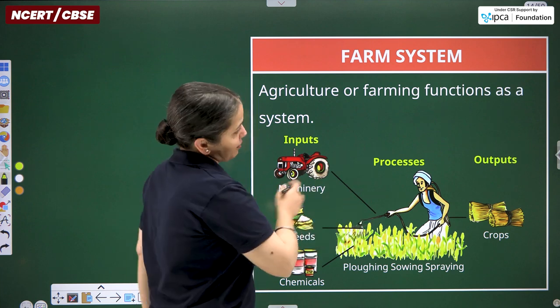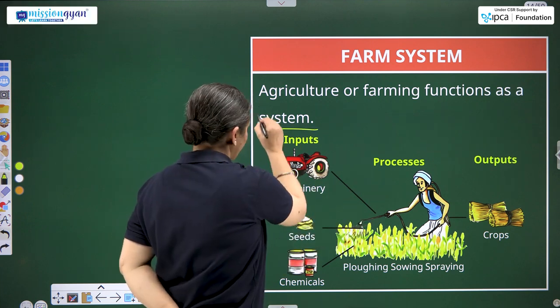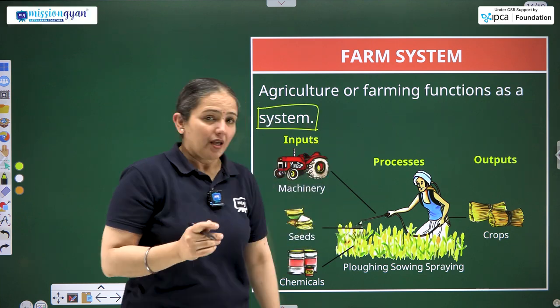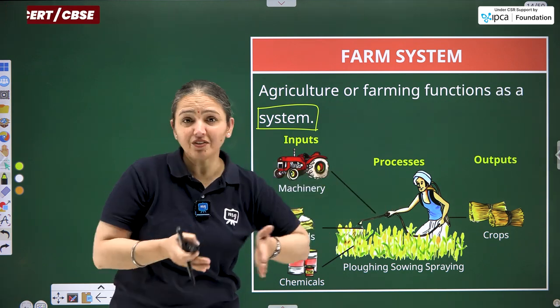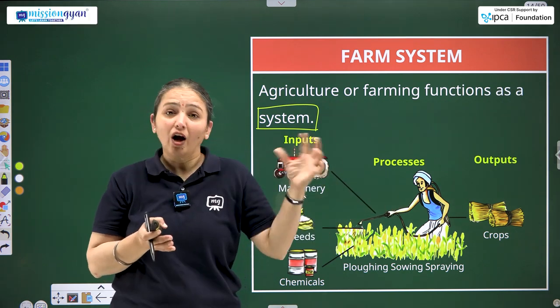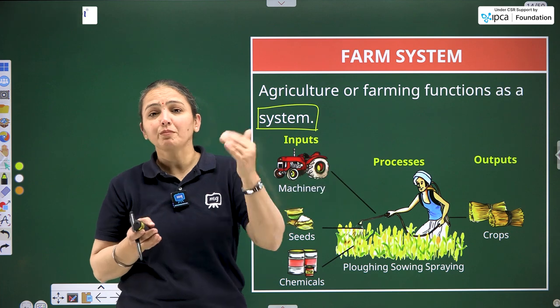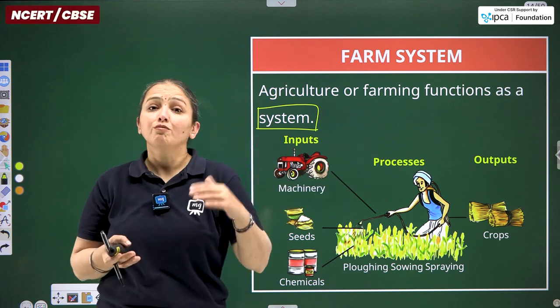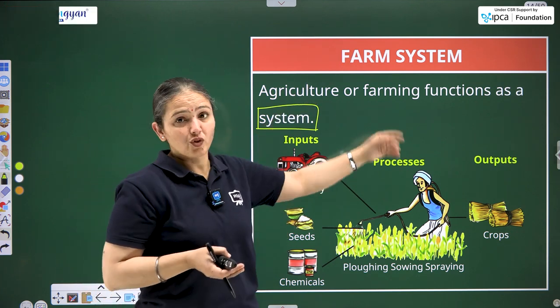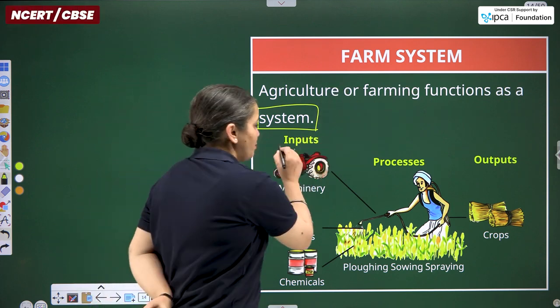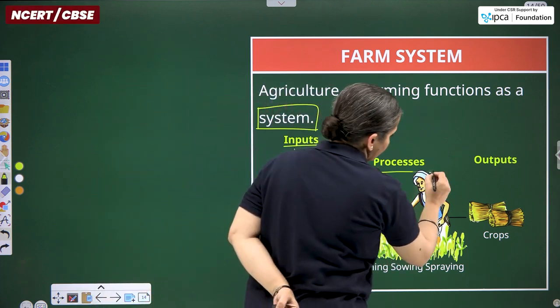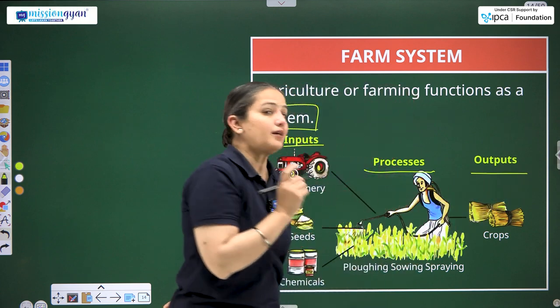Agriculture or farming functions as a system, because within a system things go in a particular order. If the order is interrupted, the output will not be up to the mark or up to the expectations for which we are doing the entire process of the farm system. So let's discuss the farm system, in which inputs are required, processing is required, and finally we obtain the output.